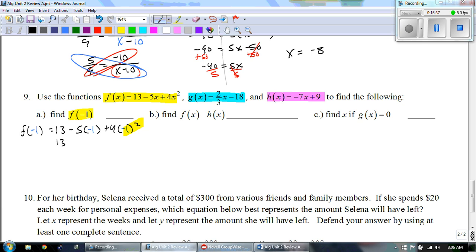So I have 13 minus 5 times -1 plus 4, and -1 squared, -1 times -1 is a positive 1. Okay. After that, we're going to multiply from left to right. So I have 13, and that's -5 times -1, which is a positive 5, plus 4 times 1. And then I have another multiplication, so that's 13 plus 5 plus 4 times 1 is 4. Oh, I'm sorry, I wrote a 1, and that should have been a 5.